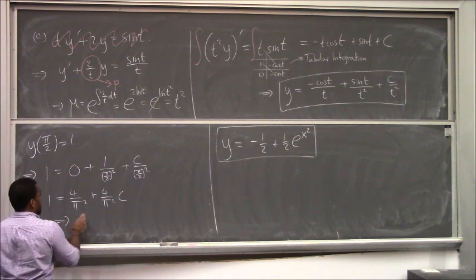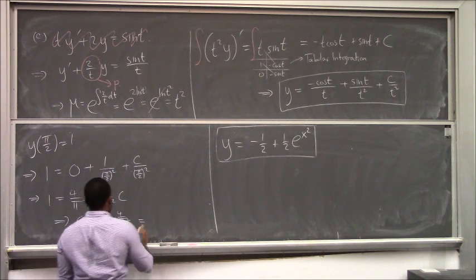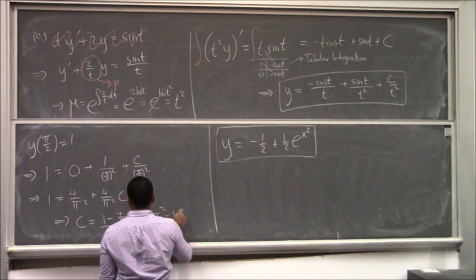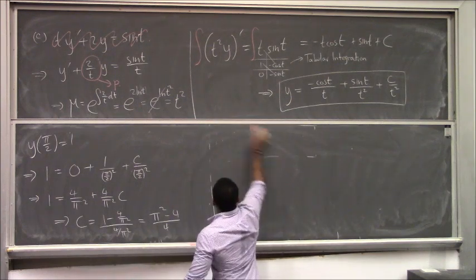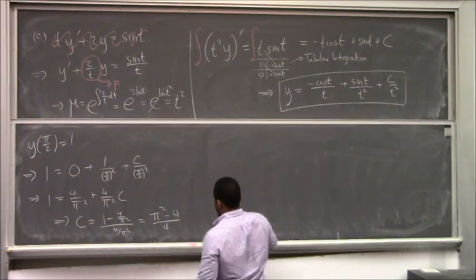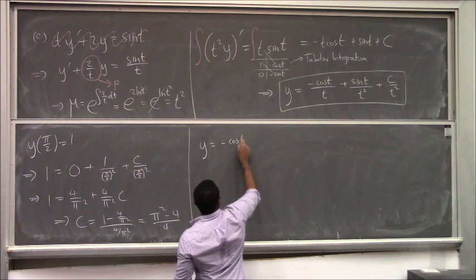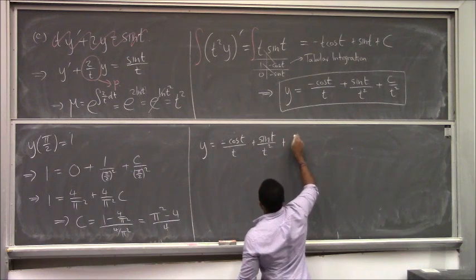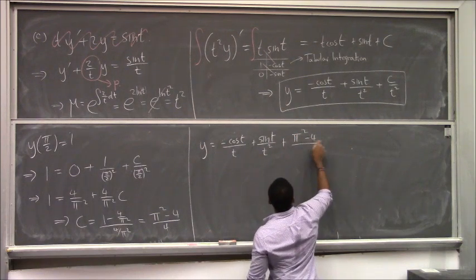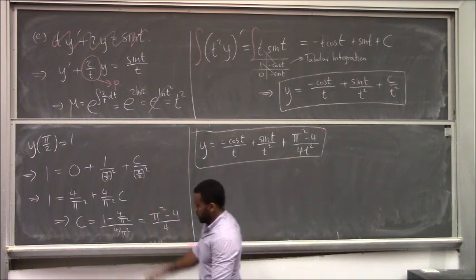And so my c is going to be equal to 1 minus 4 over pi squared, divided by 4 over pi squared. Okay, that's it. Nice. And so my y is equal to minus cosine of t over t plus sine of t over t squared plus pi squared minus 4 over 4t squared. That's a particular solution.